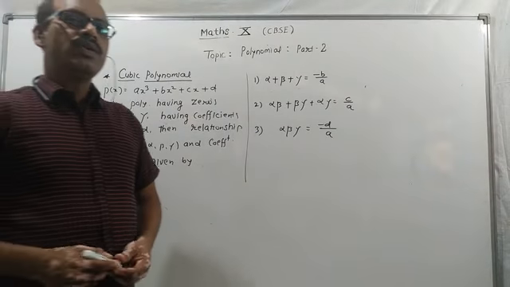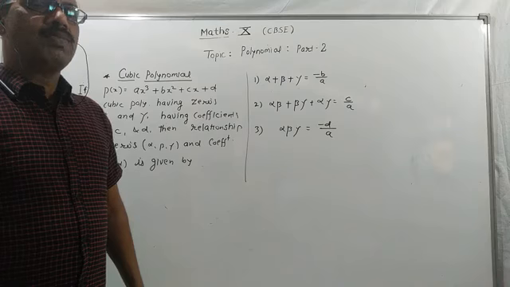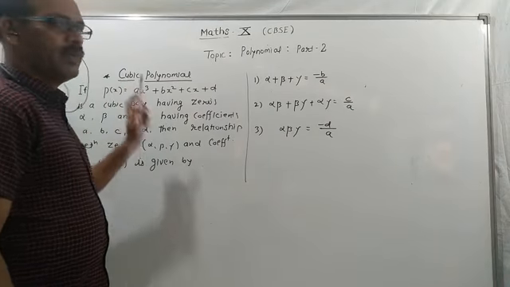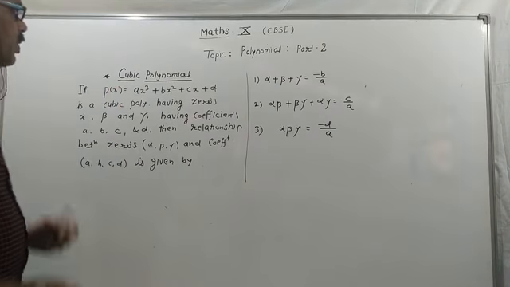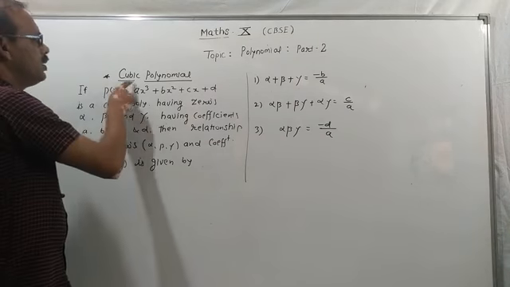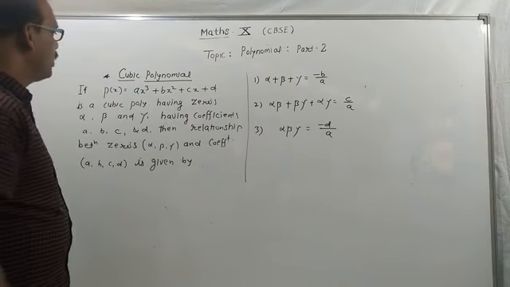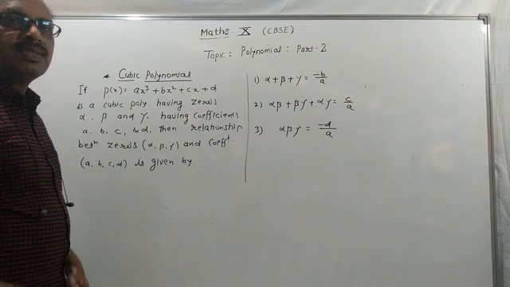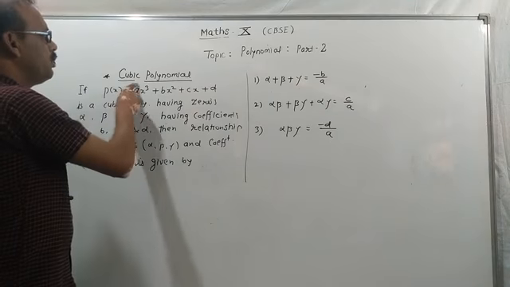Now, we are going to study the next topic, that is cubic polynomial. What do you mean by cubic polynomial? Cubic polynomial means if the degree of given polynomial is 3, then such a polynomial is said to be cubic polynomial.